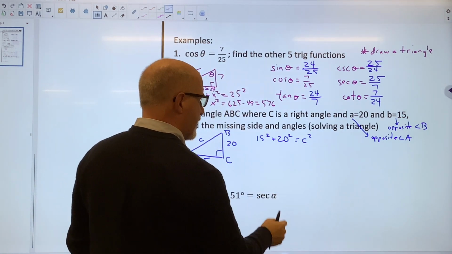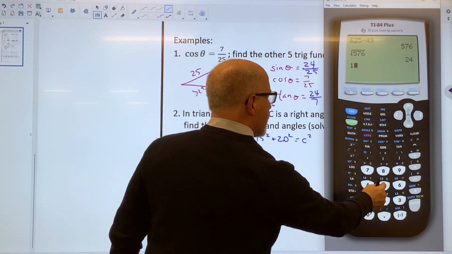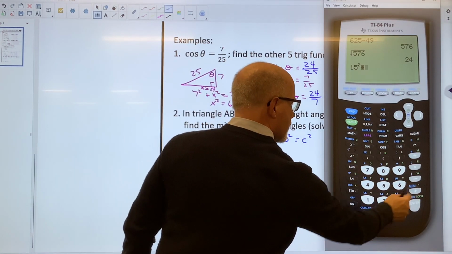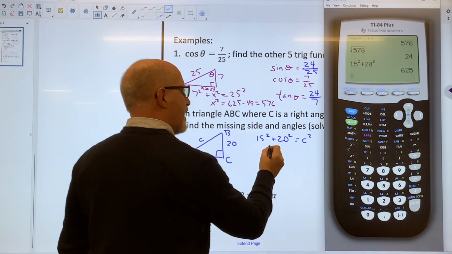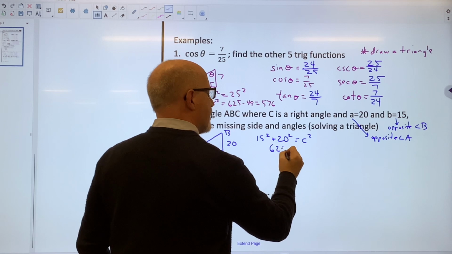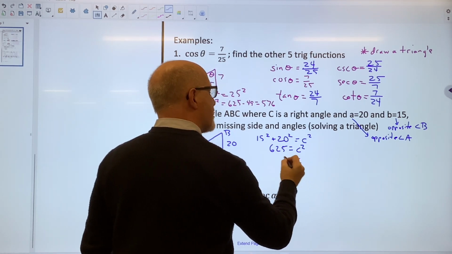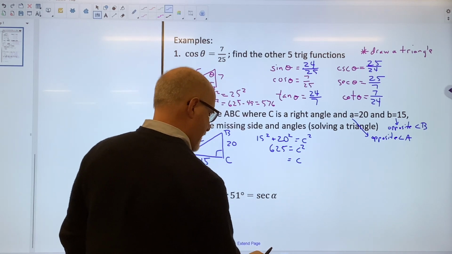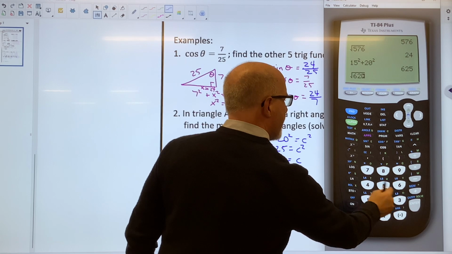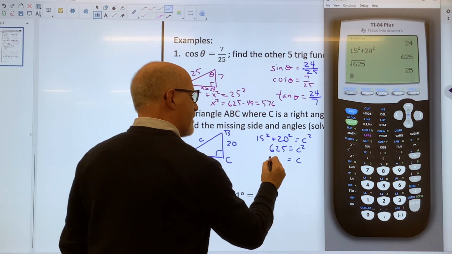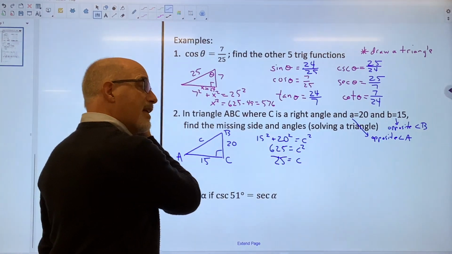So let's do our calculations here. 15 squared plus 20 squared. And that gives me 625, which is equal to C squared. Now you take the square root of both sides, square root of 625, and we get 25. So our missing side then is 25.